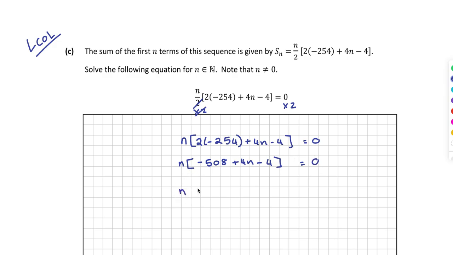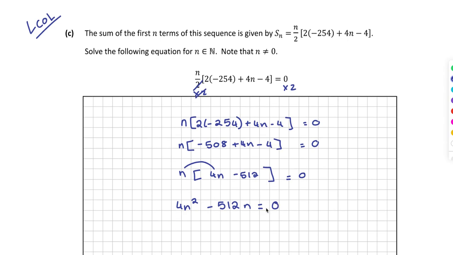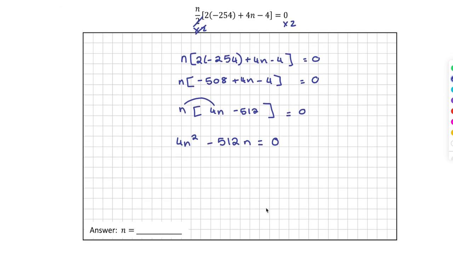Tidying up inside the brackets again, I'm going to have minus 508, take away another 4, gives me minus 512, and I just have my 4n there as well. Nothing happened with that. Now, what do I do when I have brackets? I'm going to multiply. So I'm going to get 4n squared minus 512n, and that's going to be equal to 0. Now, you can use the minus b formula if you want here, where a is going to be 4, b is going to be minus 512, c, there is no constant, so it's going to be 0.